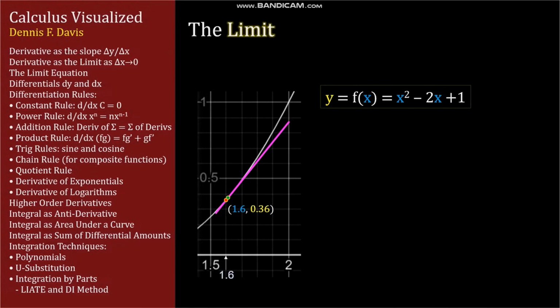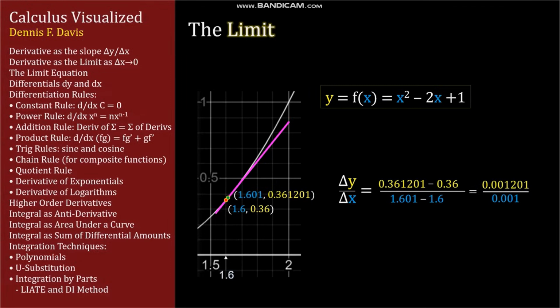Let's choose a nearby x value for the green point. Let's say 1.601. So we find the y value for the nearby green point by plugging 1.601 into our function to get 0.361201. Remember, here's our function: y equals x squared minus 2x plus 1. We can easily find the slope delta y over delta x between two points given their coordinates. And we get 1.201, the slope between red and green, which is our estimate for the slope at red.